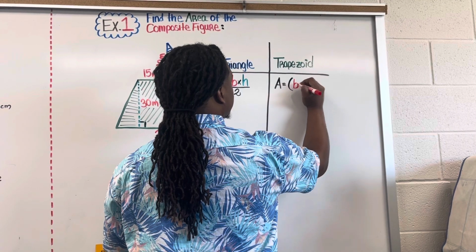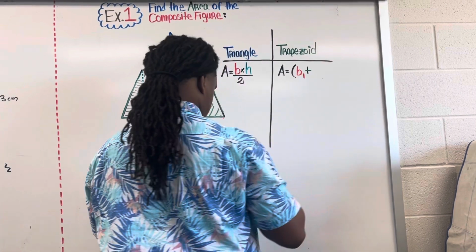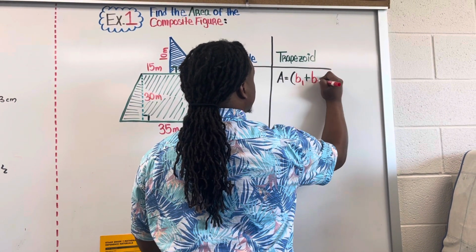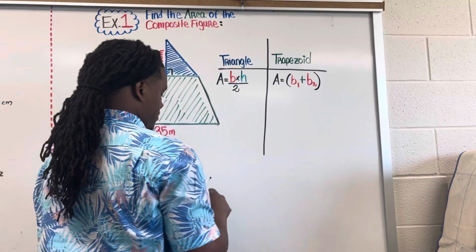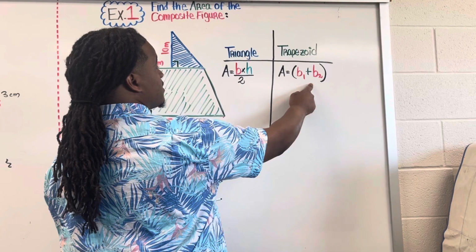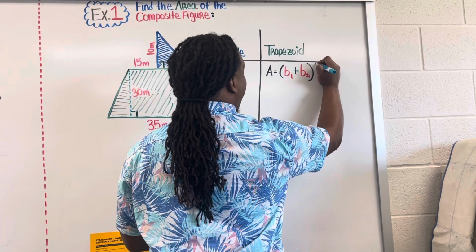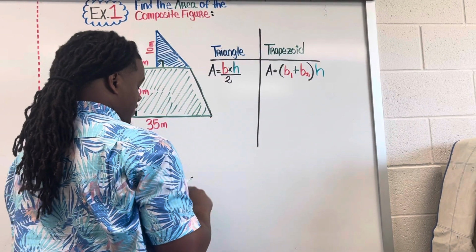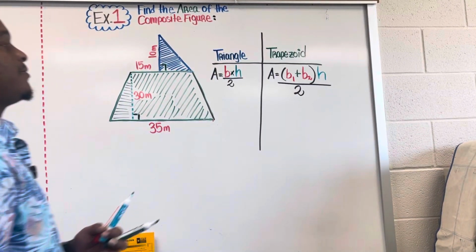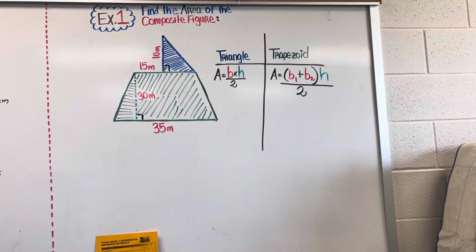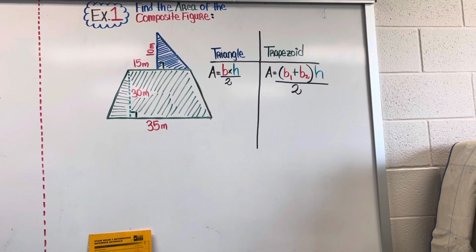Base 1, which is the top base, plus base 2, which is the bottom base, right? Parentheses closed, because they have to be in the parentheses. So it's parentheses, base 1 plus base 2, parentheses closed, times the height of the trapezoid, right? All divided by 2, okay? So we have identified the area formulas for each simple shape that makes up this composite figure, okay?